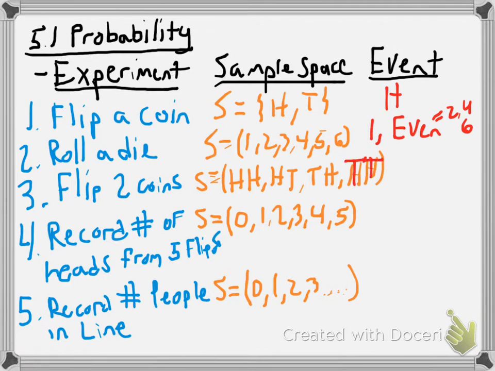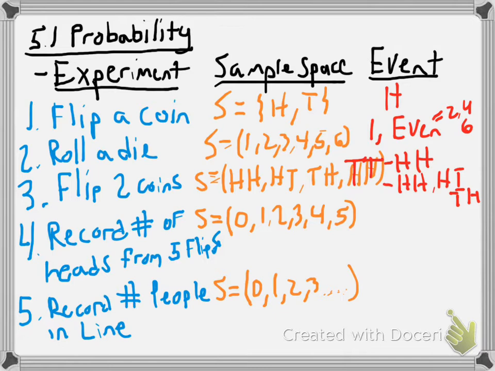My event could be to get both heads. Or my event could be to get at least one head. So that's head-head, head-tail, tail-head. At least one head. So each one of those 3 cases has at least one head.